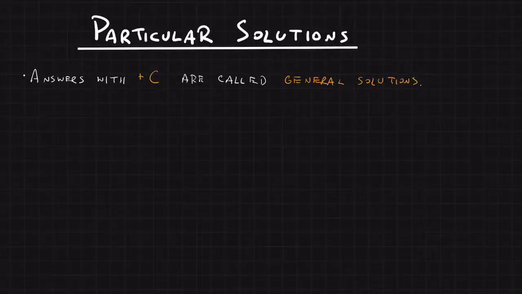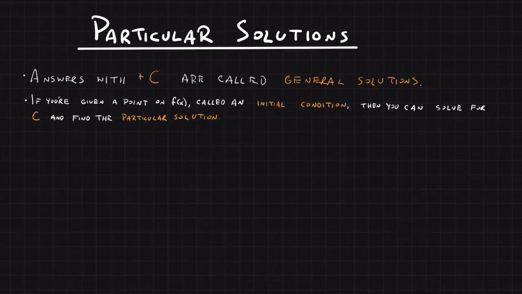In the previous video, we looked at examples of how to find the general solution for antiderivatives. This video is all about particular solutions. So what's the difference between a particular solution and a general solution? Well, a general solution is an answer that has plus c in your answer. A particular solution is when you don't have the plus c in your answer.